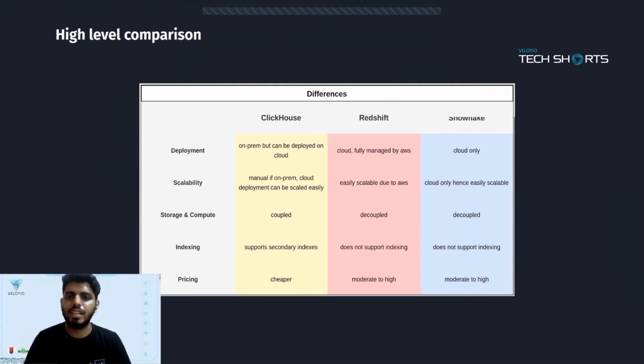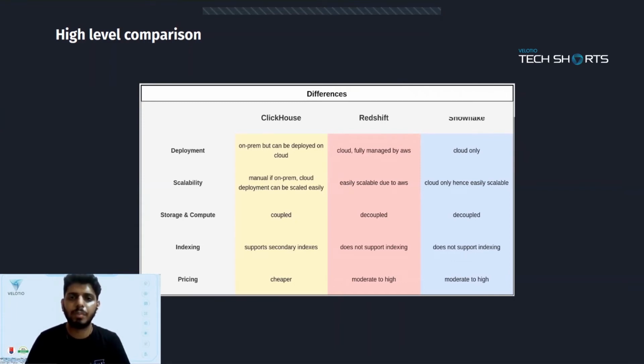Redshift can be scaled easily because of it being on AWS, and similar to Snowflake, since it's on cloud, it is easily scalable. Storage and compute. As mentioned, ClickHouse has coupled storage and compute, unlike Redshift and Snowflake, which have decoupled storage and compute. Indexing. ClickHouse supports secondary indexes, while Redshift and Snowflake do not support indexing at all.